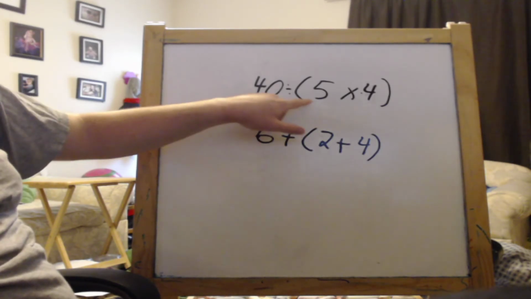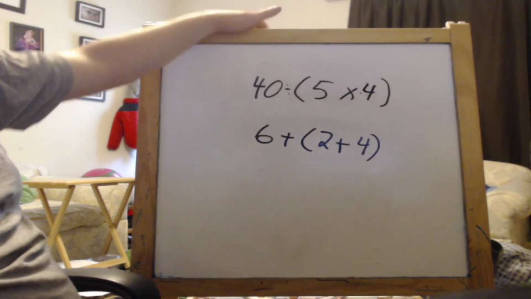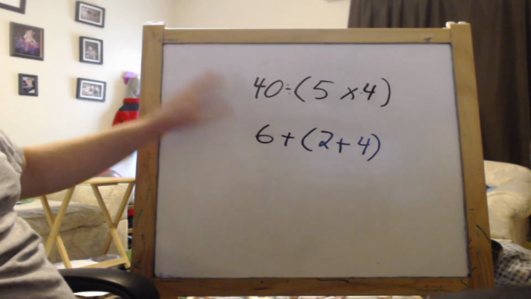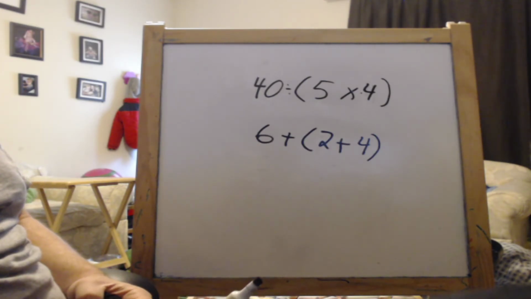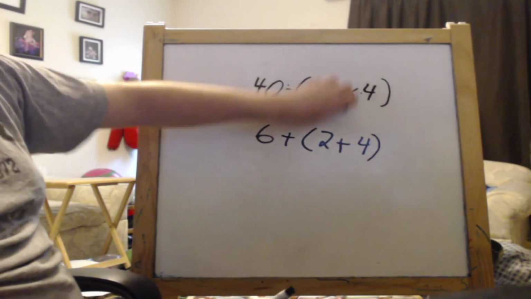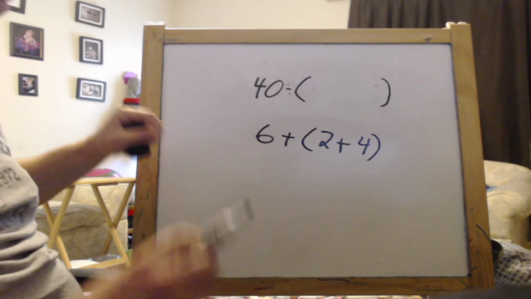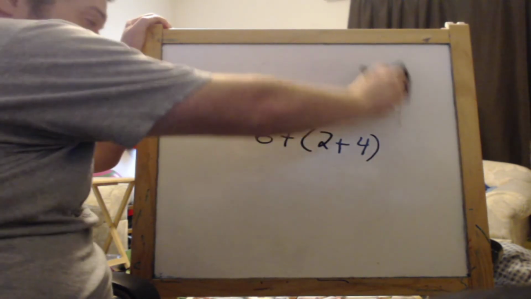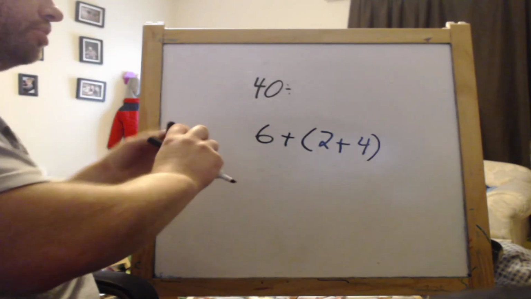But if we were to do 40 and then we were to try to do this out in either the associative property or the commutative property, it just wouldn't work. So just to be clear, realize that the associative and commutative property only work for multiplication and addition, and subtraction and division would not work.